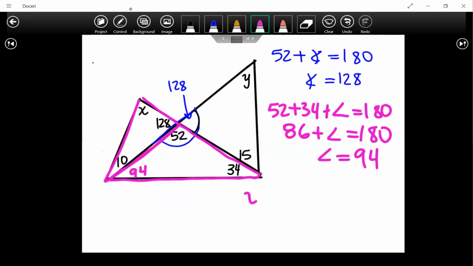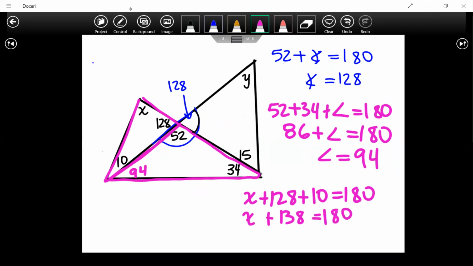So x plus 128 plus 10 is equal to 180. 138 plus x is equal to 180. x is equal to 42. So that's my first value. I'm done solving that one. Could I solve out the other one given this equation? I need to give you those. I need to give you enough information. I didn't give you guys enough information. But essentially, we're going to do the same thing.